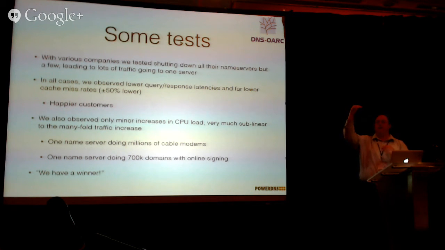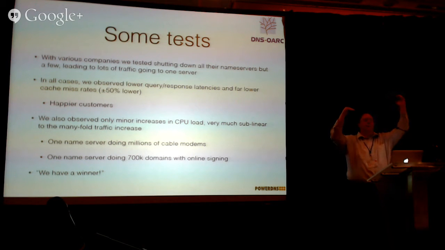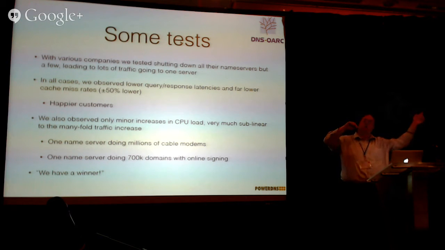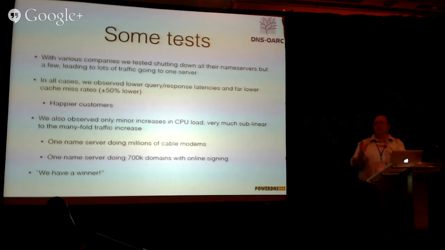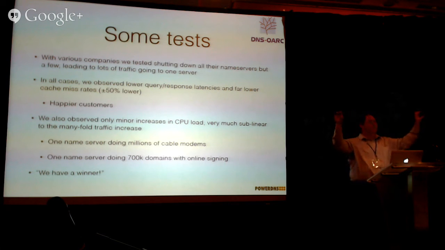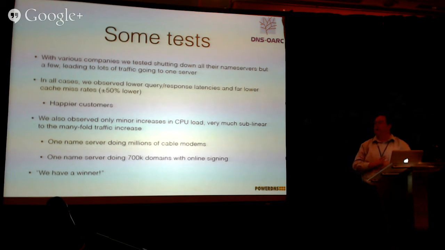And happiness happened. Even though the query rates went up by a factor of 4, maybe per server, the actual CPU load did not go up by a factor of 4, not by a long shot. This is both for authoritative and recursive service. So it's very sublinear. In the end, we had one server in Belgium doing the traffic of millions of cable modems. It's a physically scary idea that you have one unit height doing all that stuff, but it worked. The other was one name server doing 700,000 domains with online DNSSEC signing. And I can only say everything was better when we concentrated the traffic.